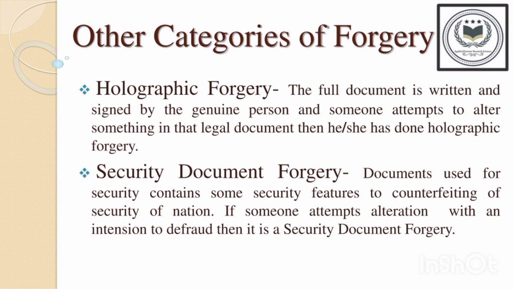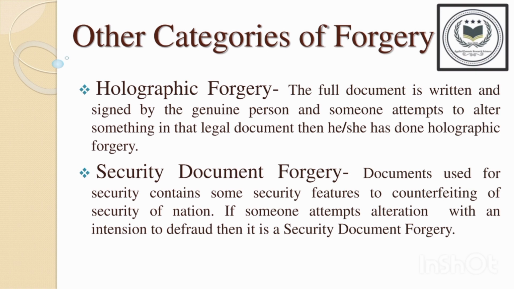For example, on a check we have written 10,000, but someone comes and puts extra zeros. Or on a property document, someone comes and puts an extra amount in that particular matter. So that legal document converts into a forged document. This is holographic forgery. The next form is security document forgery.